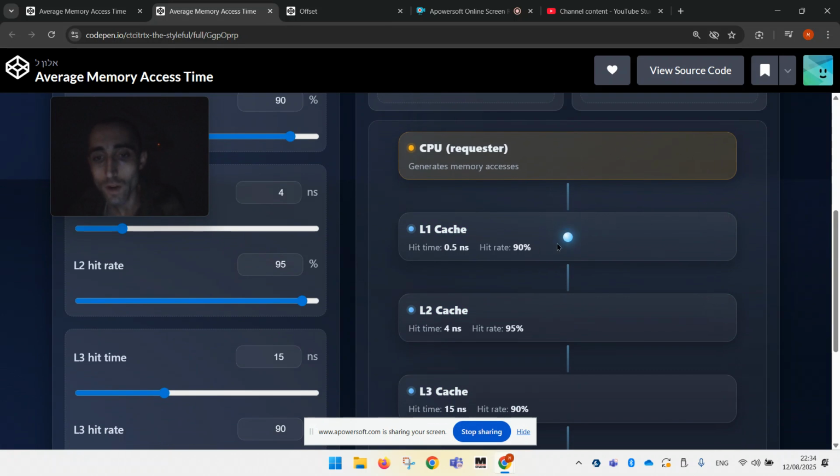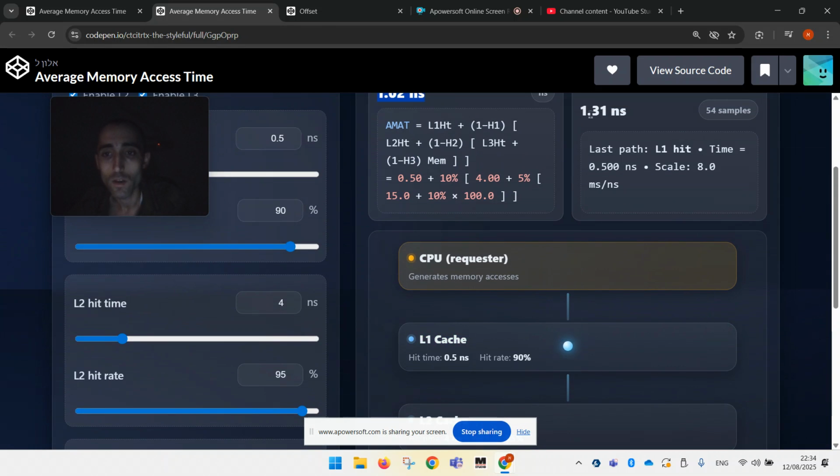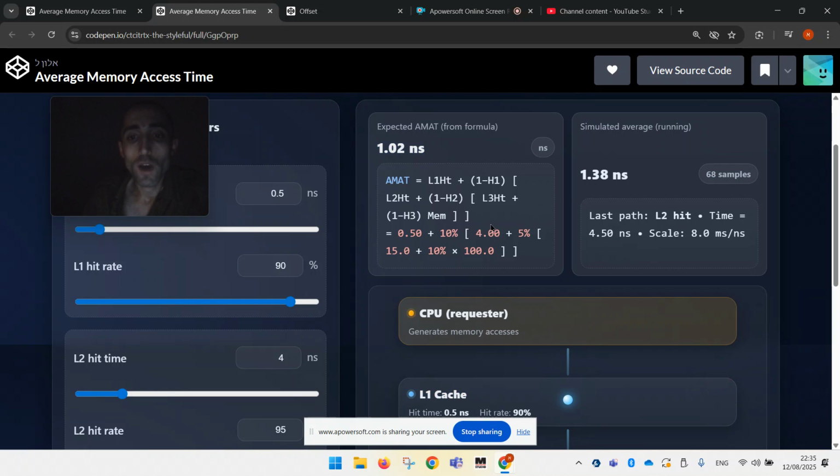You see how it changes. Sometimes only to L1, which is 90%, L2, L3, and maybe even to the main memory. And this value should get to the expected formula value. But you see, it's not instant, it takes time. Anyway, this is the idea of average memory access time and its formula.